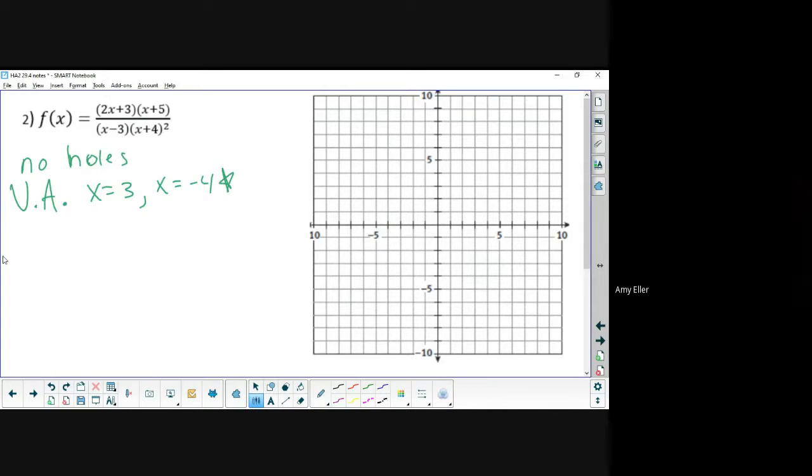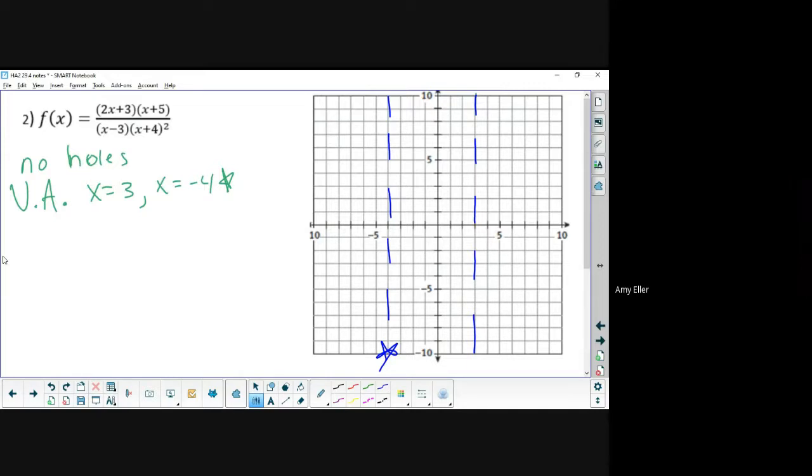Please plot vertical asymptote of 3. Vertical asymptote negative 4. And put a star at that vertical asymptote that was repeated. You remember the repeated root thing? Didn't it bounce? Yep.